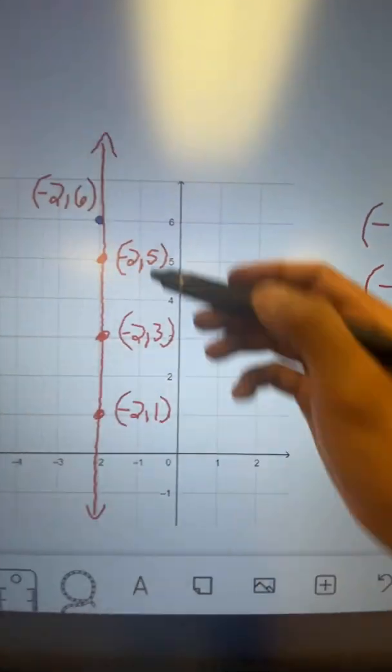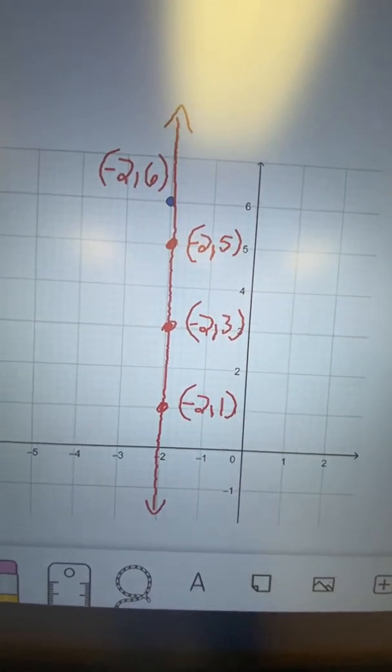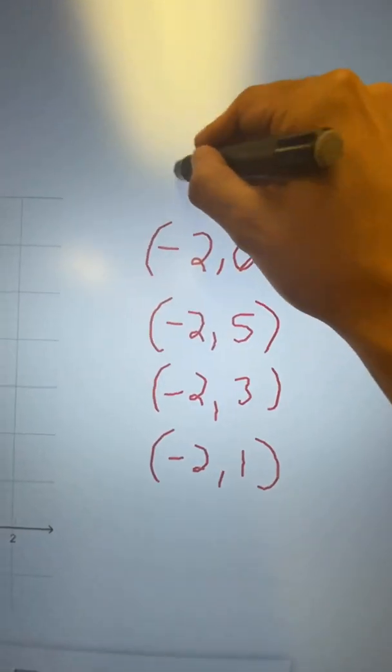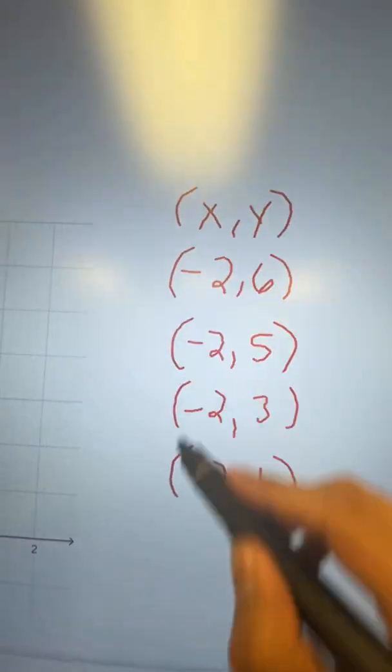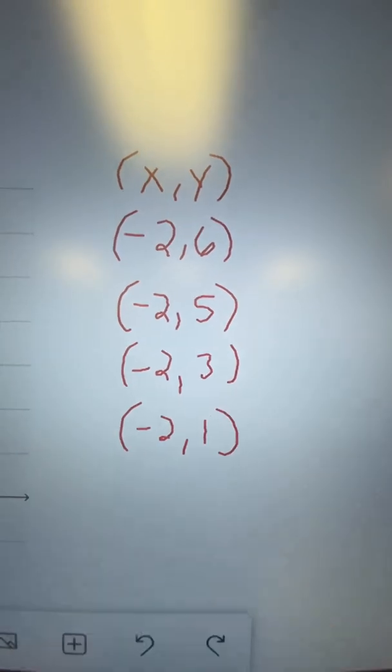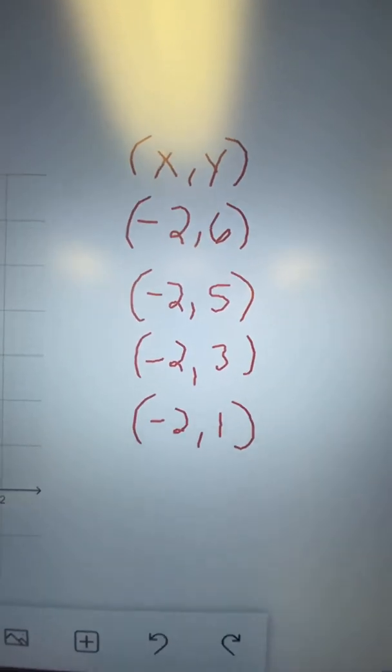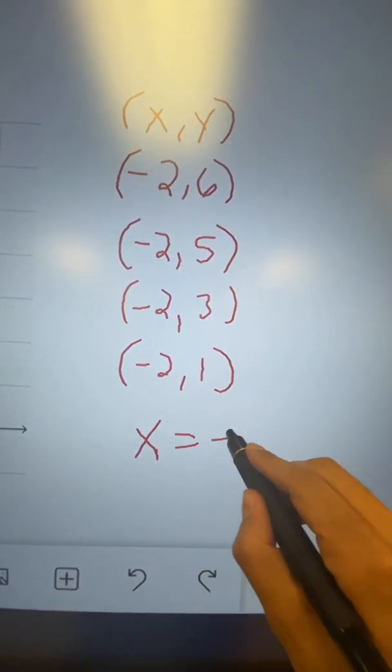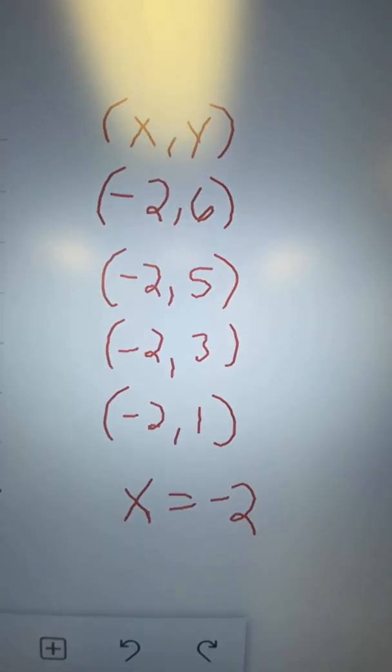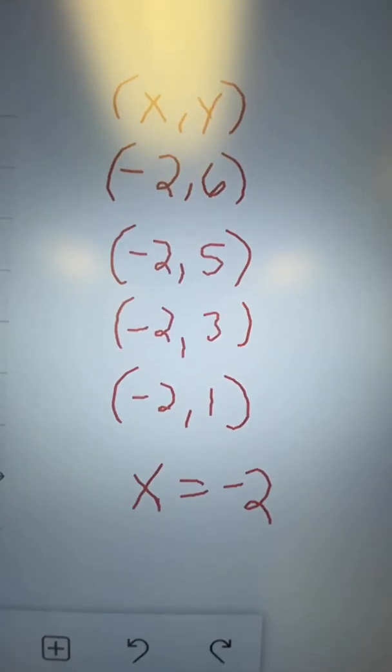And you'll notice no matter which points you pick on this line, they're all going to have one thing in common. And don't forget, X, Y is the ordered pair. What do they have in common? Ask yourself. Every single point has one thing in common: X is equal to -2, right? They all have the same X value. And this right here is the equation of a vertical line.